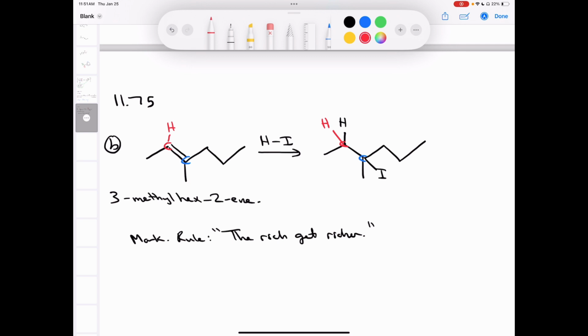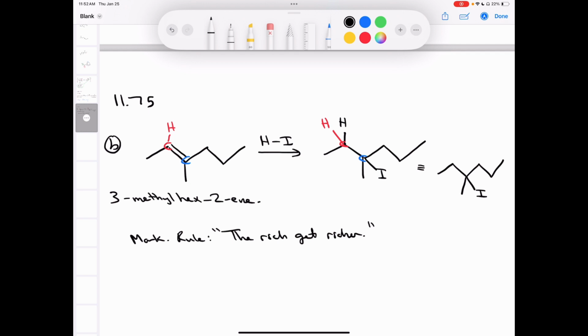There's nothing technically wrong with the way I've written it. Most organic chemists wouldn't write it that way. What we would do is we would say we have 1, 2, 3, 4, 5, 6 carbons. On the third carbon, I have my methyl group, but I'm also going to have my iodine. And that would be the final product.